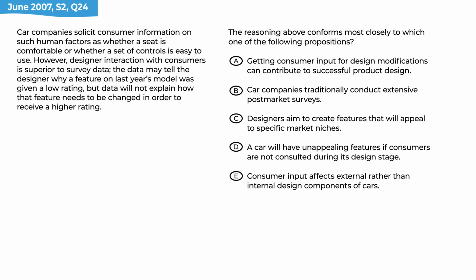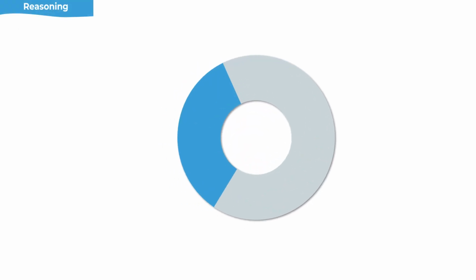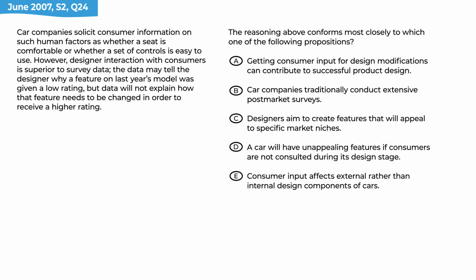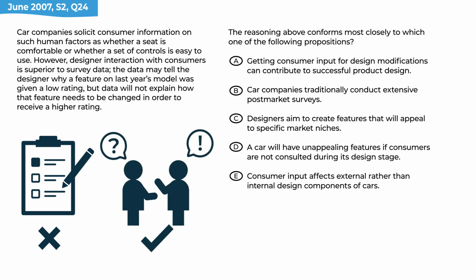So if we're looking at the reasoning structure here, we see that there's a comparison being made between interactions with consumers and survey data. And they're saying that interactions with consumers is superior to survey data, right? Because survey data can't give them information about what kinds of changes need to be made in order to improve the car. Answer choice A says that getting consumer input for design modification can contribute to successful product design.